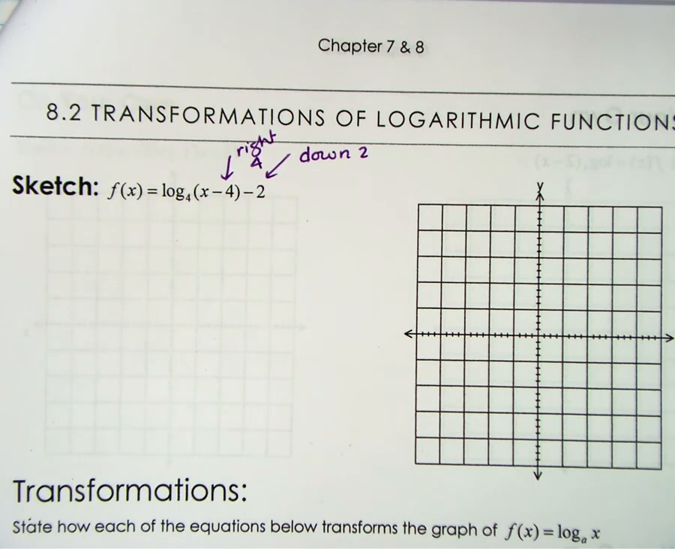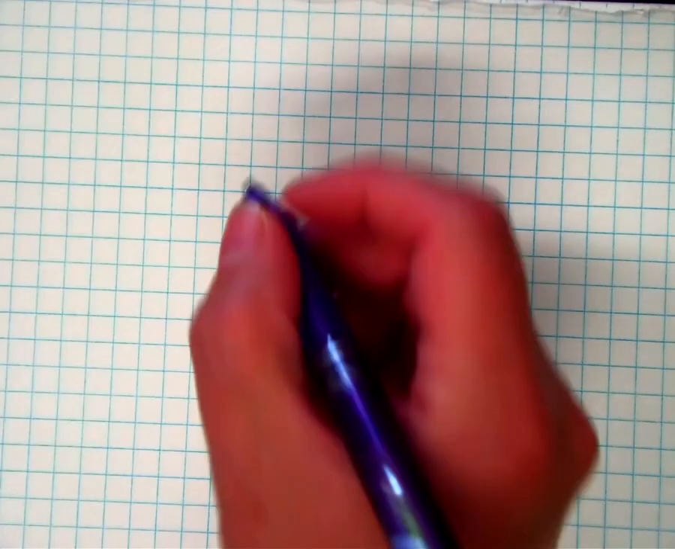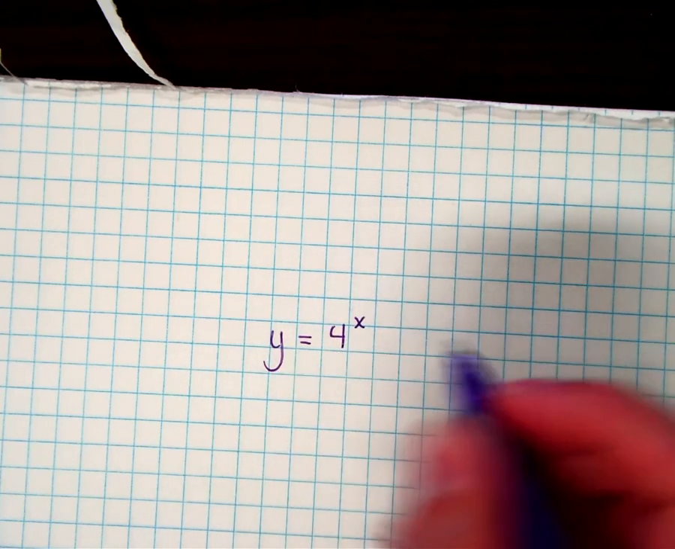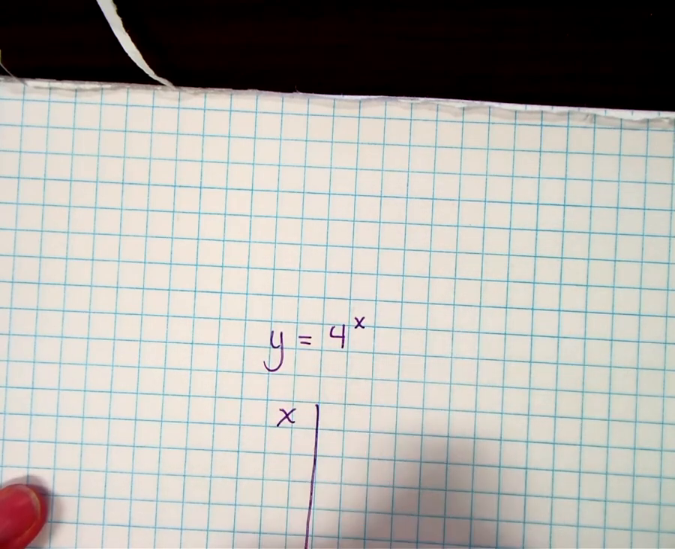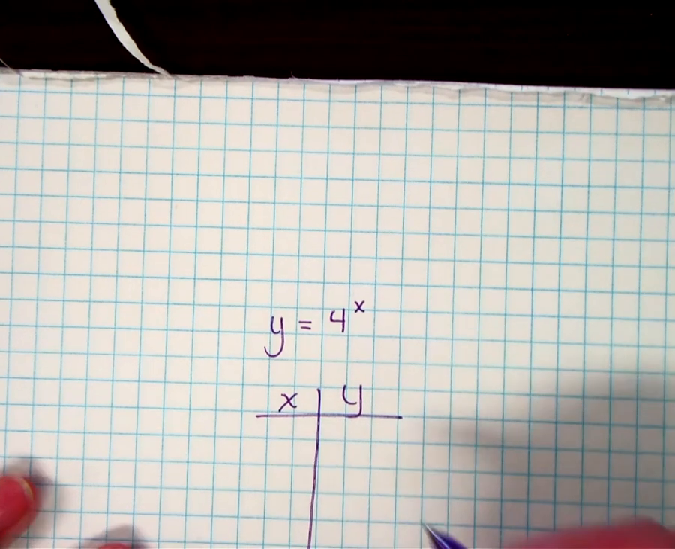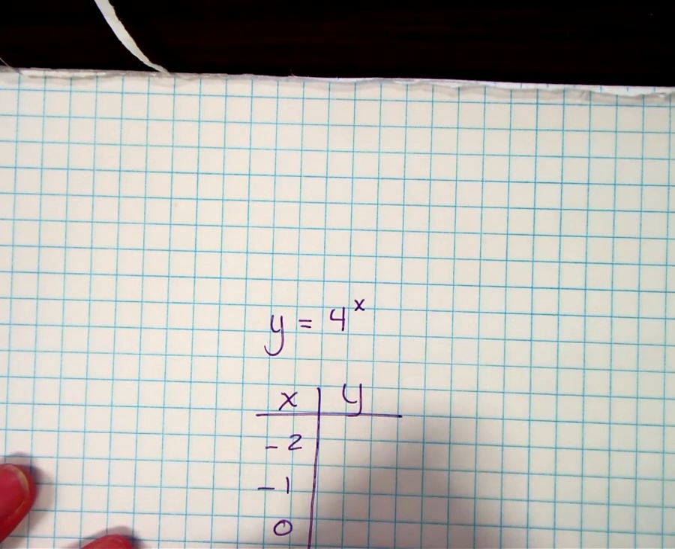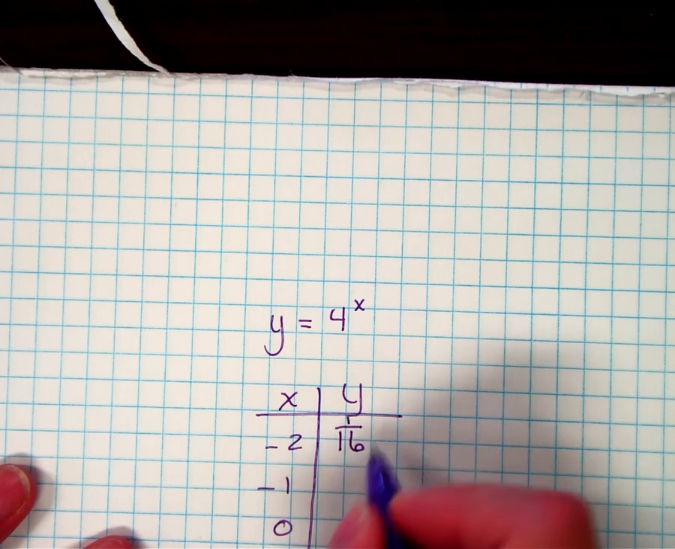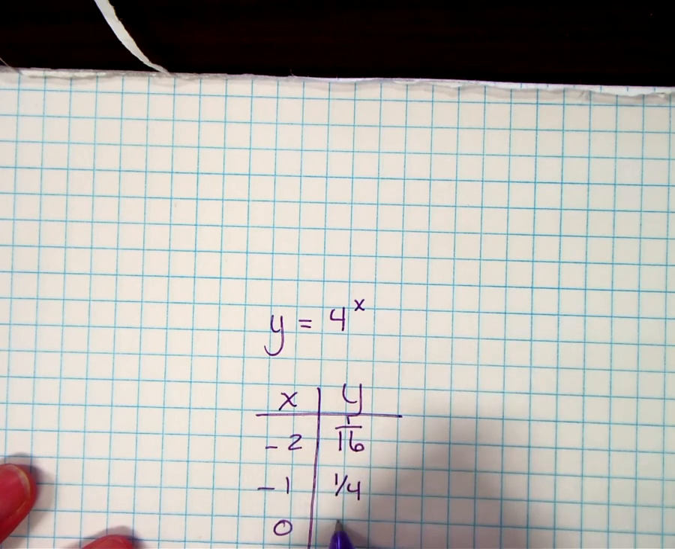4. So if I pop to a piece of scrap paper for a second, y equals 4 to the exponent x, what does that table of values look like? -2, -1, 0, 1, 2, 1/16, 1/4.